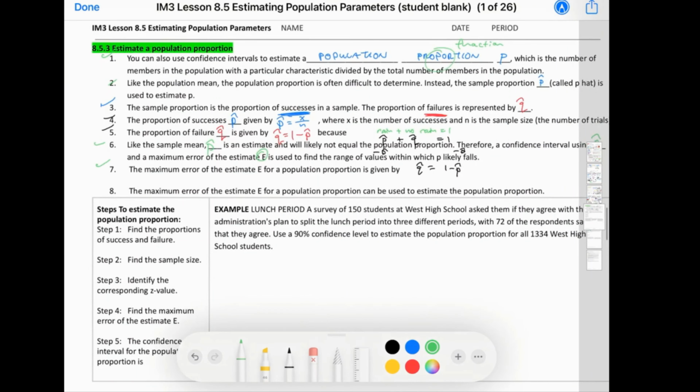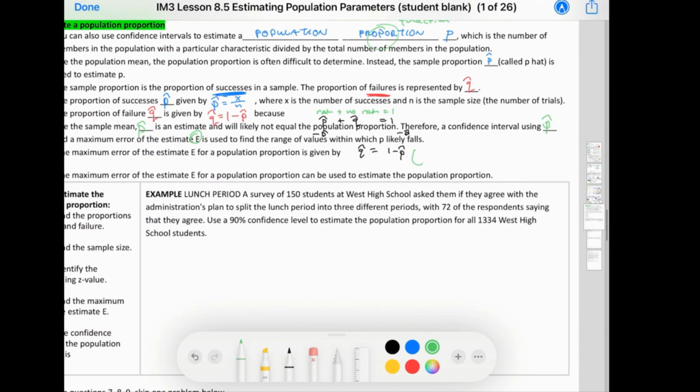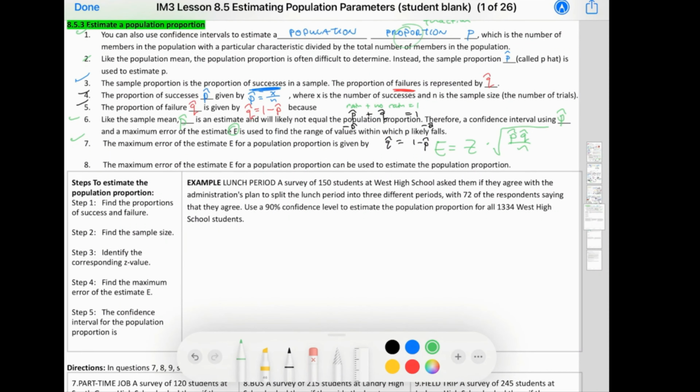Number 7. Here's the formula. The maximum error of the estimate E of a population proportion is given by E equals, oh, we've done this before, Z, seen that before. Okay, this one's different. Big square root of P hat times Q hat divided by N. We've talked about all those before.